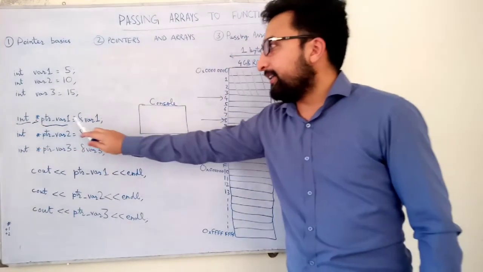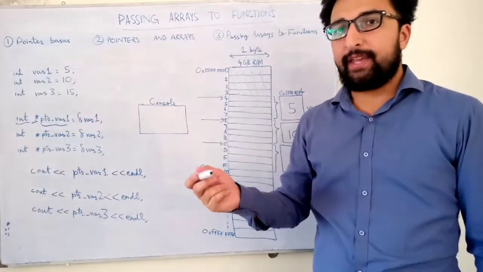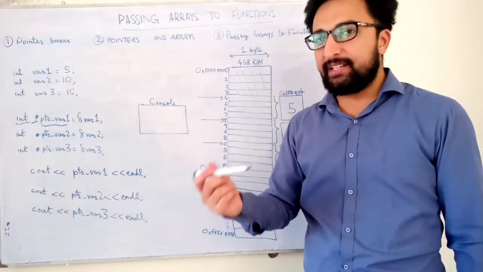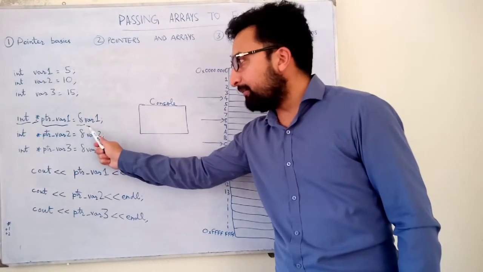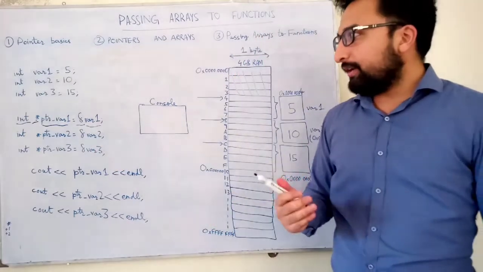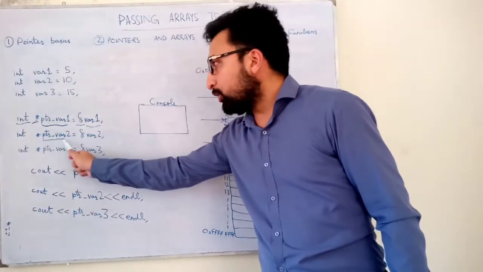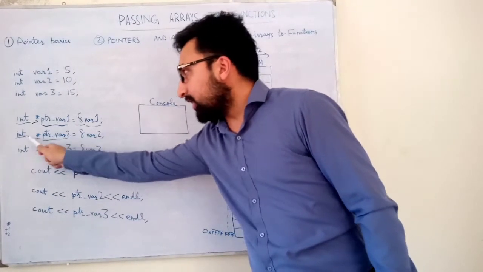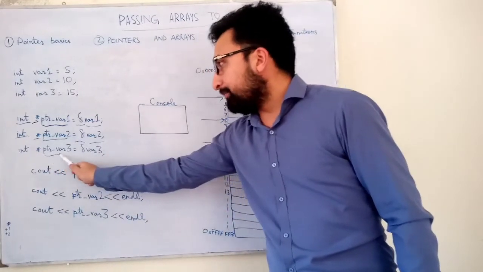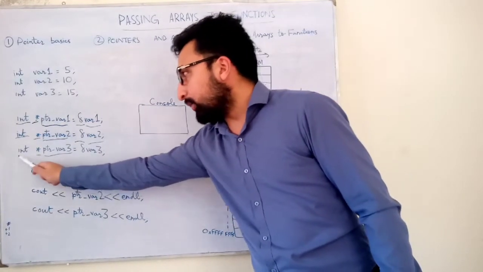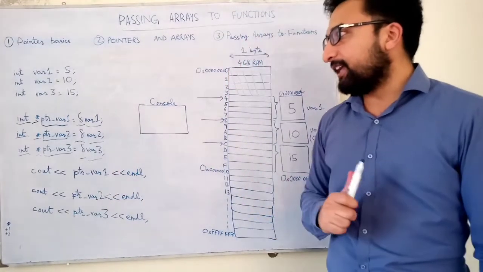So basically, ptr_vr1 is pointing to the address of a variable that itself is an integer and is holding the address of the variable vr1. So pointers hold addresses, we know that. Similarly, ptr_vr2 is a pointer to an integer and holds the address of vr2. Similarly, ptr_vr3 is a pointer to an integer and holds the address of the vr3 variable.